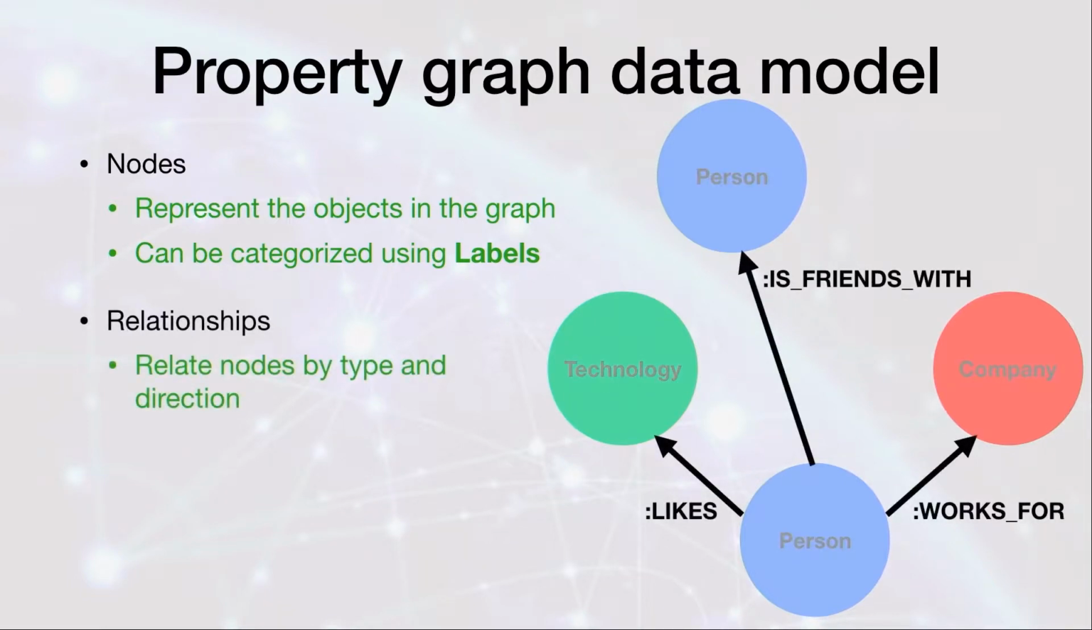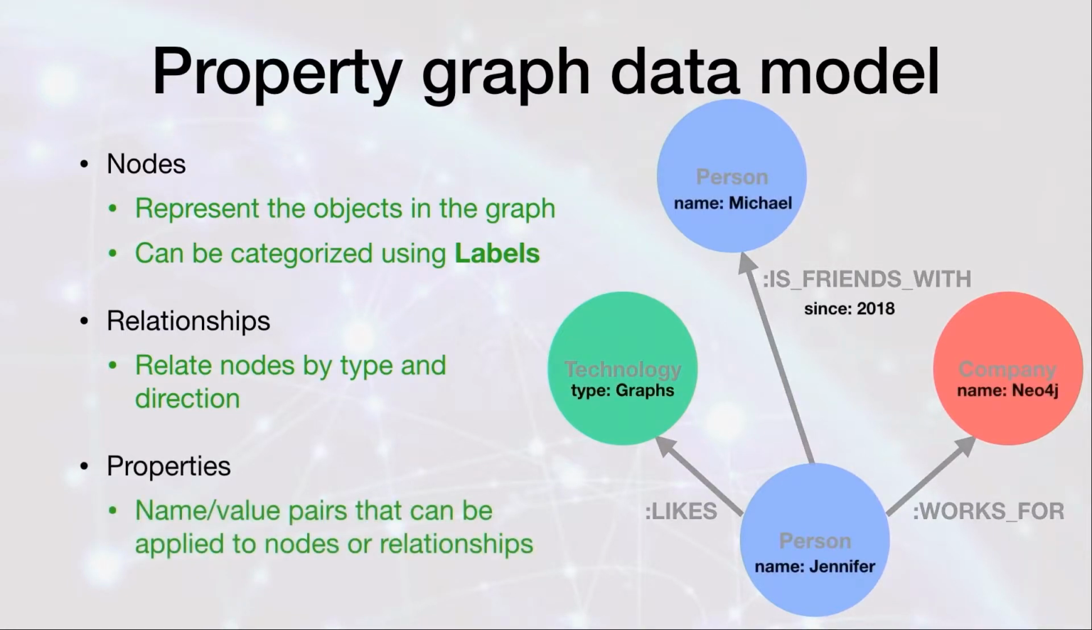Then we have our relationships. We relate our nodes by type and by direction. So you see the arrows pointing from node to node. And we're adding context and meaning to these relationships with some text or action words. So a person works for a particular company, a person is friends with another person, and a person likes a particular technology. You could choose any relationship type you want. You could name those anything you like, but we want to somehow add meaning and context to these relationships.